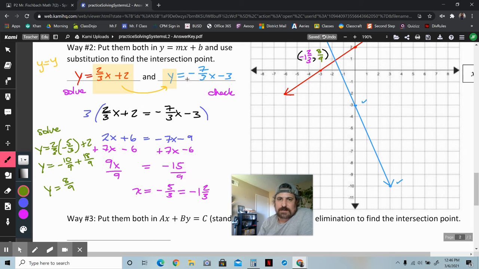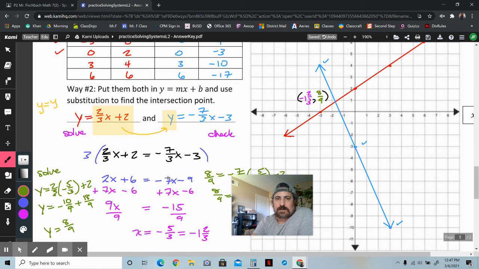Now we're going to check the precise answer in our other equation. So we're going to say that, all right, if everything works out the way it's supposed to, then 8 ninths should be equal to negative 7 thirds times our x value, which is negative 5 thirds, minus 3. Let's see if this is a true statement. Negative times negative is a positive. 7 times 5 is 35, so that's 35 ninths, because 3 times 3 is 9. And then negative 3 is the same as negative 27 ninths. And is 35 minus 27 equal to 8? And the answer is yes. So therefore, we have corrected this, and it works. So we do know the correct answer here should be negative 1 2 thirds, comma 8 ninths.